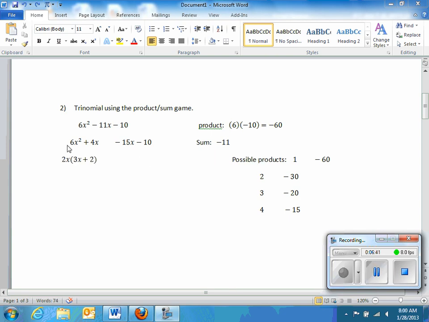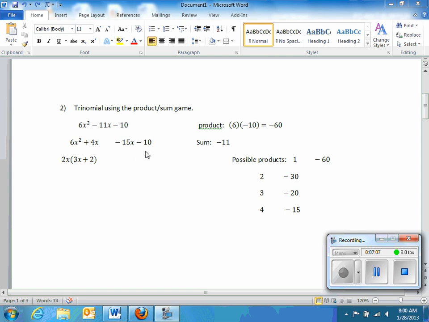All right, 6x squared and 4x, if I pull out the GCF, I would pull out a 2x. 6 divided by 2 is 3. X squared divided by x is x. 4 divided by 2 is 2. X divided by x is 1, so there's no x's. Now you're going to pull out the GCF of the second group. Now remember, the leftovers have to be 3x plus 2.